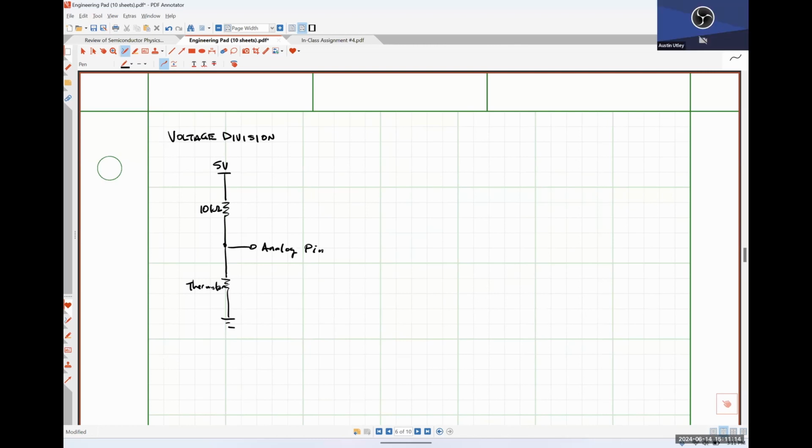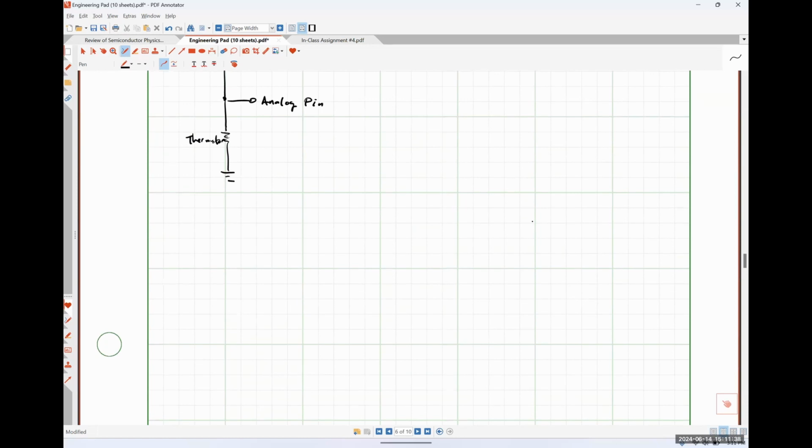Yes, sir. This is what's called a voltage divider circuit, where you're literally just using the principle of voltage division to be able to very quickly figure out what voltage is on that analog pin and all of that kind of good stuff. We're going to get into the nitty gritty of how this works here in this class meeting.